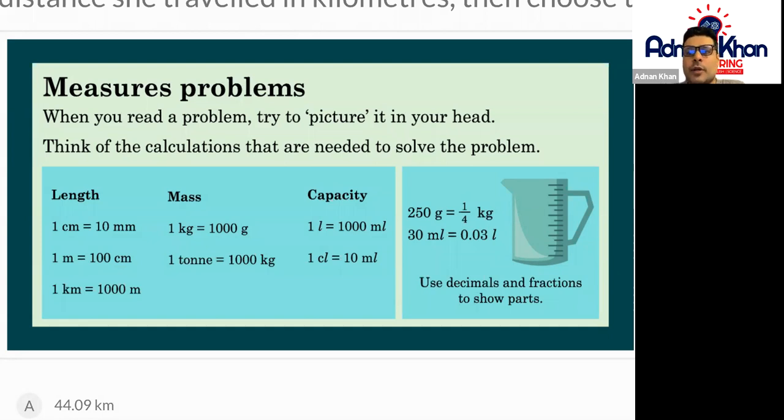When you read a problem, try to picture it in your head. Think of the calculations that are needed to solve the problems. Let's look at the different types of measurements. First of all, we have length, which is distance. And then we have mass, which is the measurement of weight. And then we have capacity, which is the measurement of liquid.